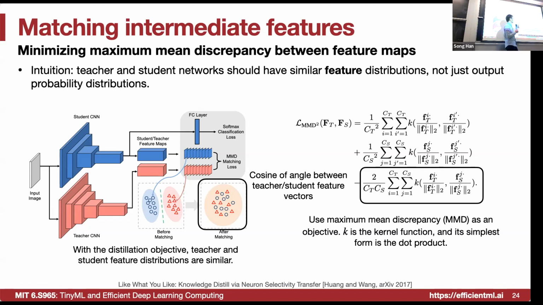So the condition is that if two vectors are very similar, then the cosine distance will be very small, then the loss will be small. We try to penalize such difference. This is very similar. We try to match the intermediate feature maps.